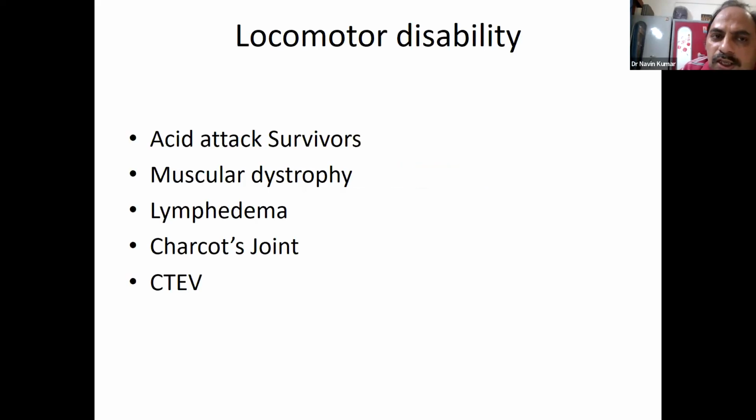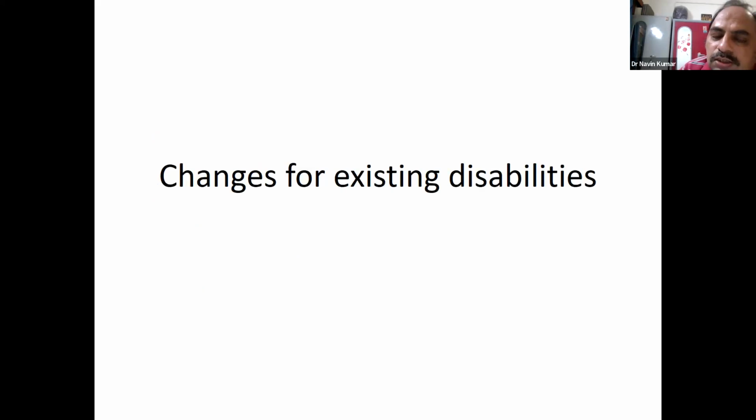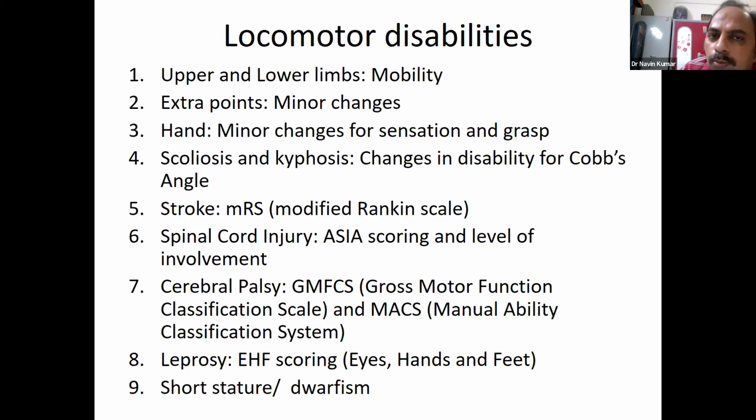So what are the new disabilities added in locomotor disability as per these guidelines? They are acid attack victims or survivors, muscular dystrophy, lymphedema, Charcot joint, and CTV. And what are the changes made for existing disabilities? In upper and lower limb, the mobility category has been changed. Extra points, there are some minor changes. For hand, there are minor changes for sensation and grasp. Scoliosis and kyphosis, there are changes in disability for Cobb angle.